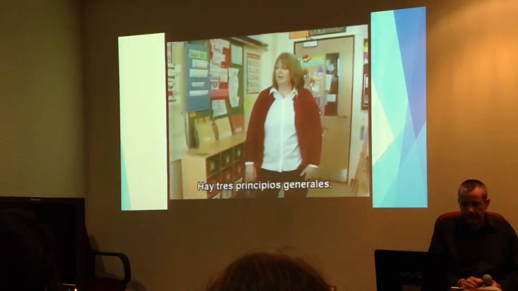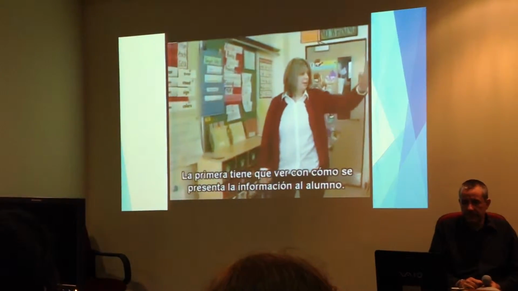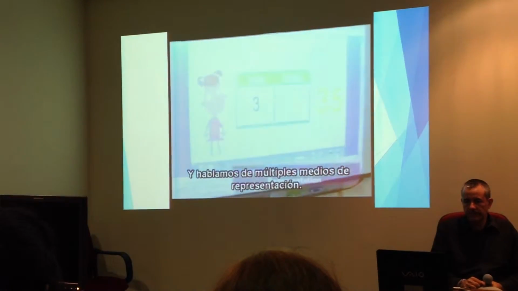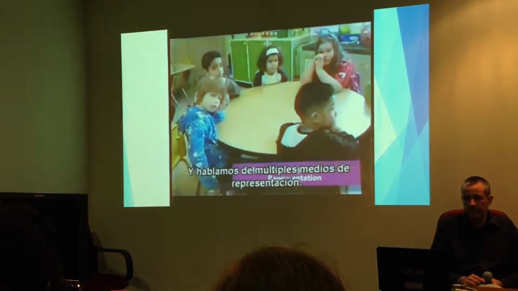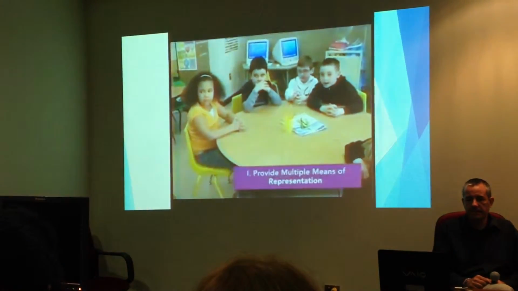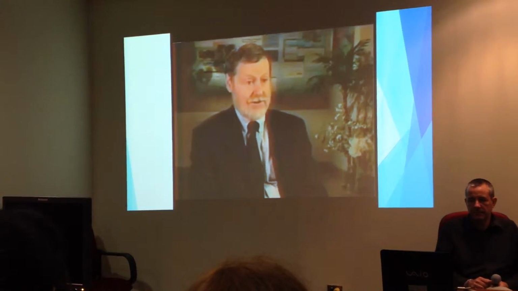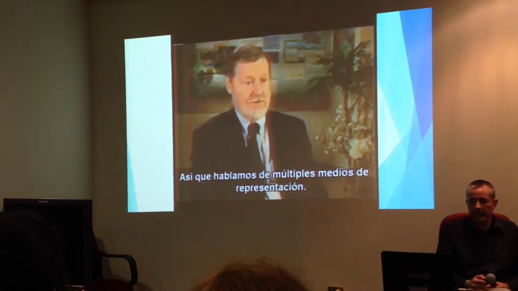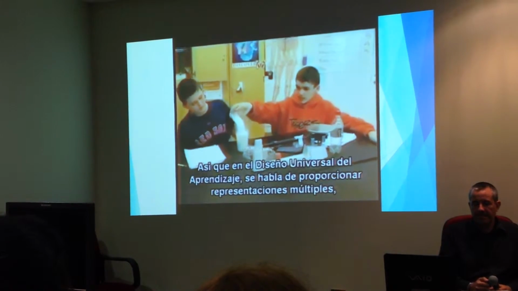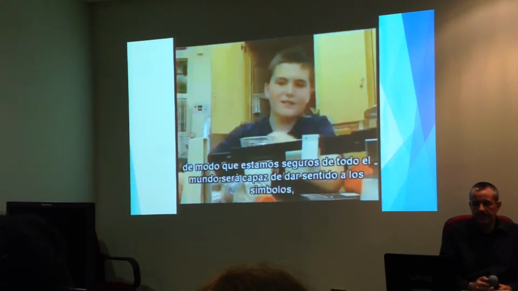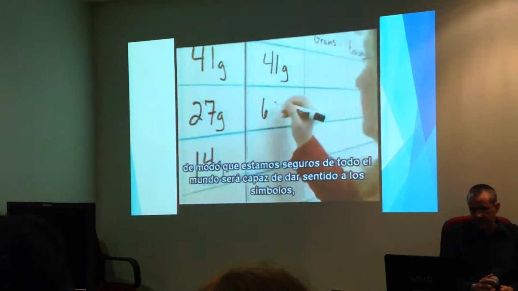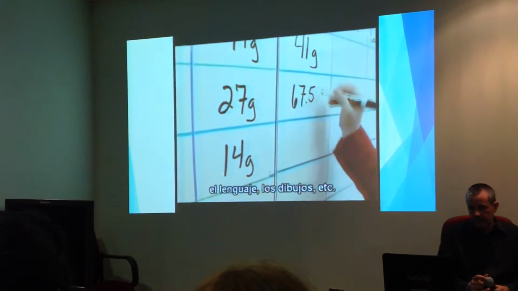There are three broad principles. The first has to do with how we present information to the learner. And we talk about multiple means of representation. As it turns out, there's no one way that we can present information so to be successful for everyone to learn it. So we talk about multiple means of representation. So in UDL, we talk about providing multiple representations so that we're sure everyone will be able to make sense of the symbols, the language, the drawings, and so on.